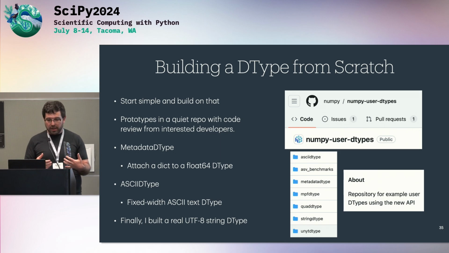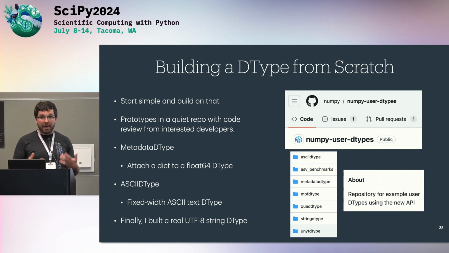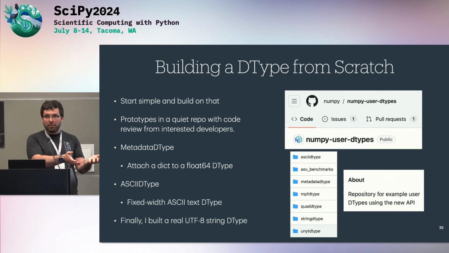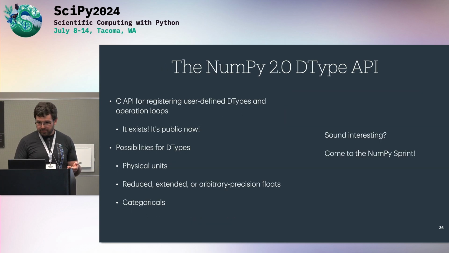So I'm learning the DTypes C API, so I built metadata dtype, which is just a float that has a dict attached to it. So it's sort of like just wraps a float. Or ASCII dtype, which is like a fixed width text dtype, but it just stores ASCII text. So again, it's sort of going in the direction of what I want to build, but it's not as complicated. And then after that, you know, start on the real UTF-8 string dtype.